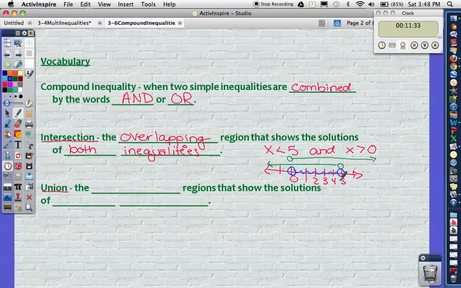Okay? So the intersection is only where they overlap. If this number -1 is a solution to one of the inequalities, it's still not a solution to the intersection because it doesn't satisfy X is greater than 0. The other case then is the union. The union is the combined regions that show the solutions of either one of the inequalities.